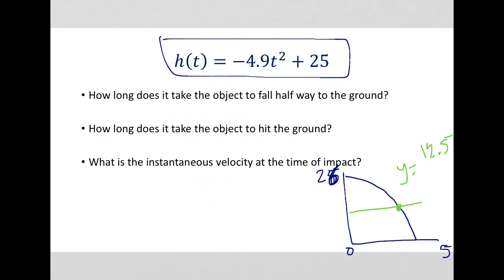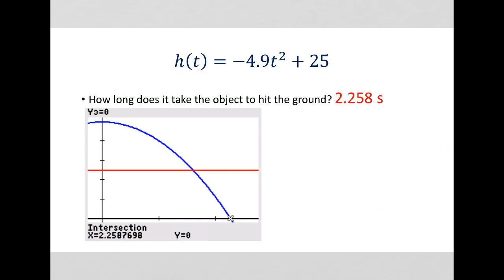Well, for that, we want to find this value right here. So you get two options. You can either go second calculate 0, and then do a left bound and a right bound and a guess to give you that value. But what I do is I just graph the line y equals 0, and then I do second calculate intersects, because for me, that's just personally how I prefer to do it. It's quicker. So when you do that, you will get this value of 2.258 seconds.